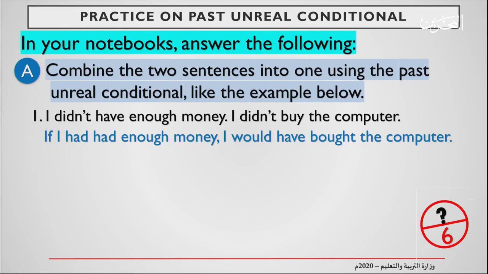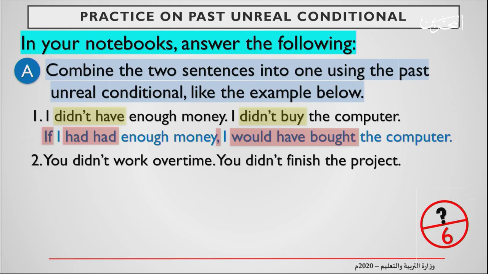So how did I come up with that? I didn't have to worry about, didn't buy to worry about. So I added if and I made this had enough money instead of didn't have. Then I added the comma instead of the full stop. And didn't buy, I said would have bought. So it should be simple. Now you can do number 2.